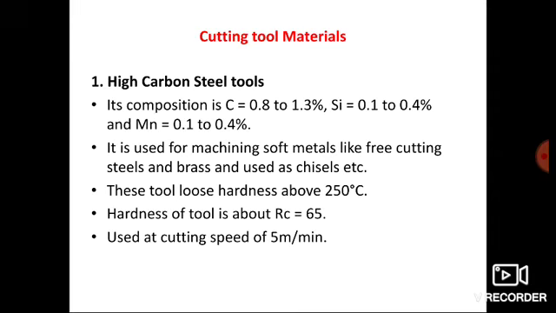Then this tool loses hardness at about 250 degrees Celsius. That means you cannot use this tool above 250 degrees Celsius. It can be used below 250 degrees Celsius because above that it will lose its hardness. Its hardness is about 65 RC, and it is used at a cutting speed of 5 meters per minute. So these are the properties of a high carbon steel tool.